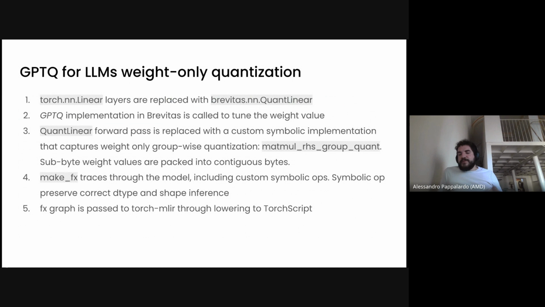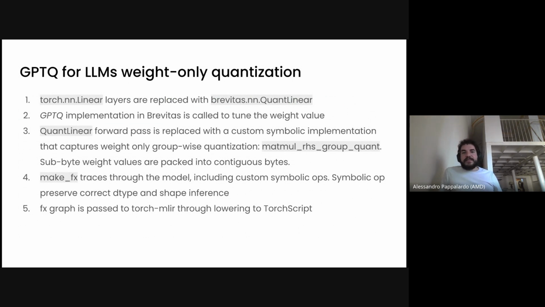After that's done, what happens is that within Brevitas, we replace the standard forward pass of the quant-linear layer with a custom symbolic representation that captures the specifics of the quantization that we're doing. And this is something that is overlaid, I would say, on top of quant-linear, and is designed basically to capture different types of ops that we then want to lower in a particular IR.